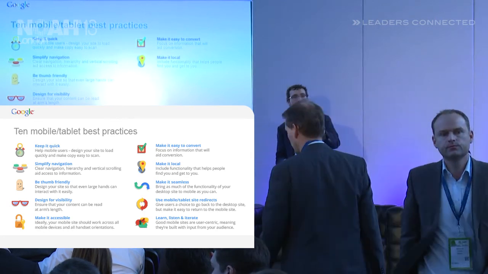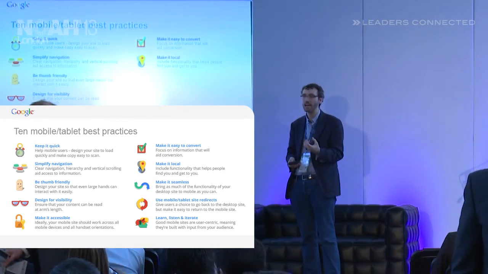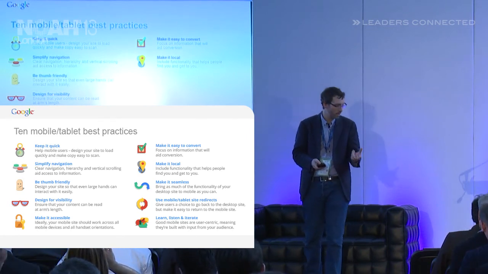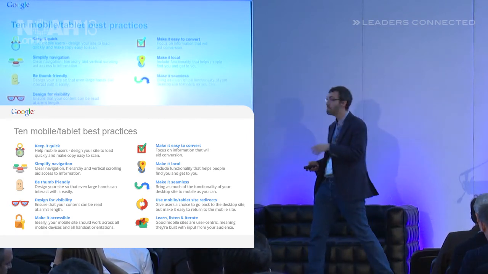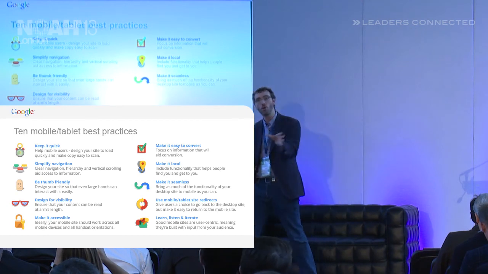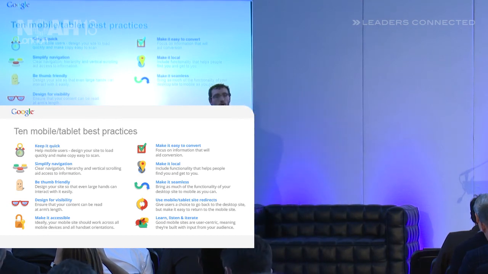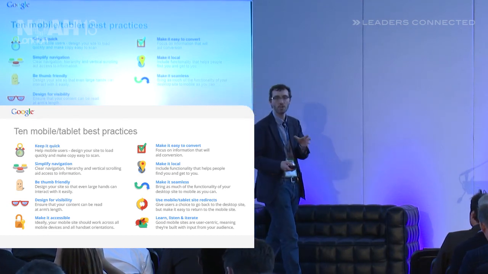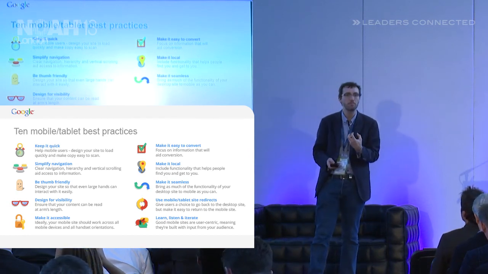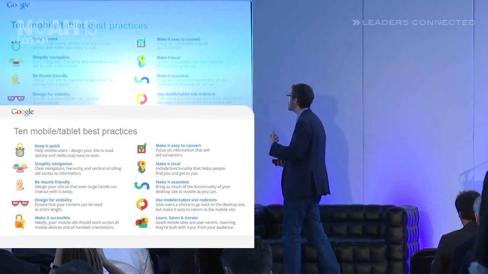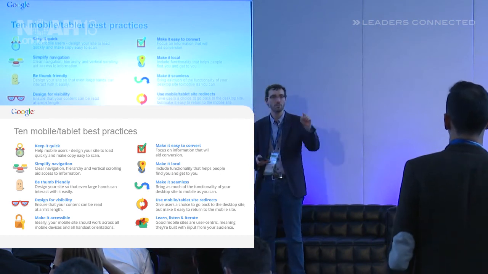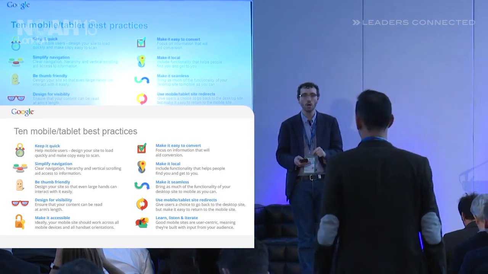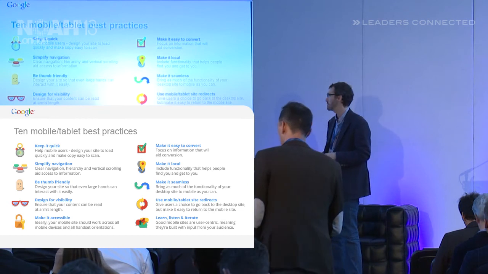Make it local. It's one of the powers of mobile that you actually have that GPS data and that mobile awareness. Make it seamless, so that the person who enjoys things on one device can still enjoy all those same great things on a mobile device. There's no reason why we should be reducing the experience on a mobile device. And then use mobile and tablet site redirects so that people are deep linked and not always brought back to the homepage whenever they go onto a mobile or tablet version of the site.